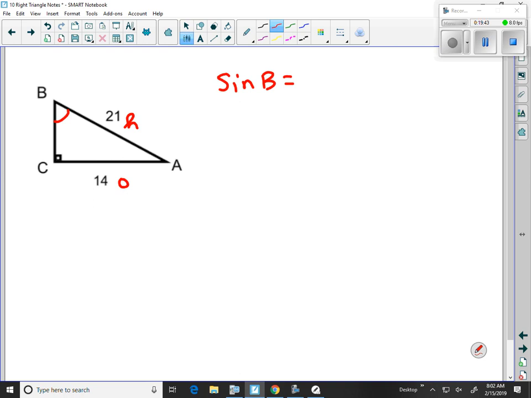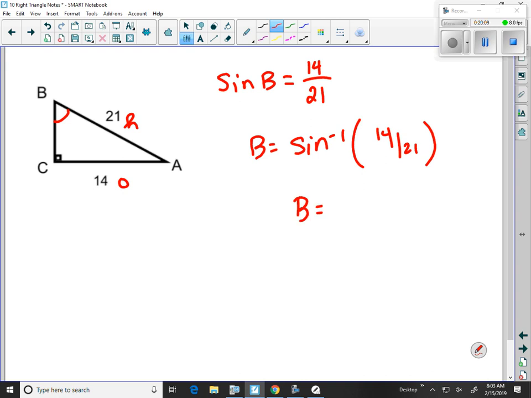We always do the trig function of the angle. Sine of B equals opposite over hypotenuse. When we're looking for the angle, this is where we use the inverse trig function. So inverse sine of 14 over 21. You should get 41.81 degrees for angle B.